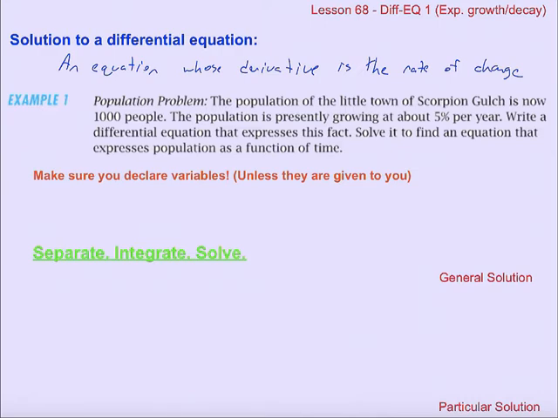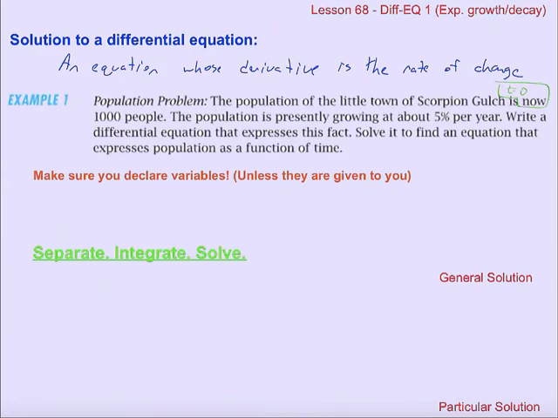Here's the example. A very, very classic differential equation, a population problem. The population of a little town, we'll call it Scorpion Gulch, is now 1,000 people. By the way, when we say now, this isn't so obvious, but what that means is when t equals 0, the population is 1,000 people. The population is presently growing at about 5% per year. Write a differential equation that expresses this fact, and we're going to solve it to find an equation that expresses the population as a function of time.